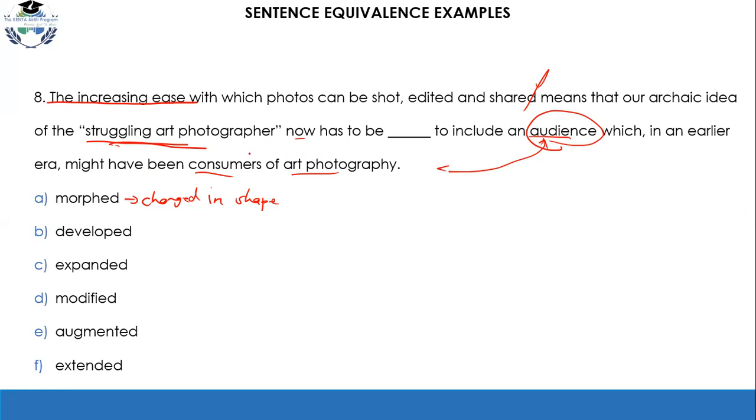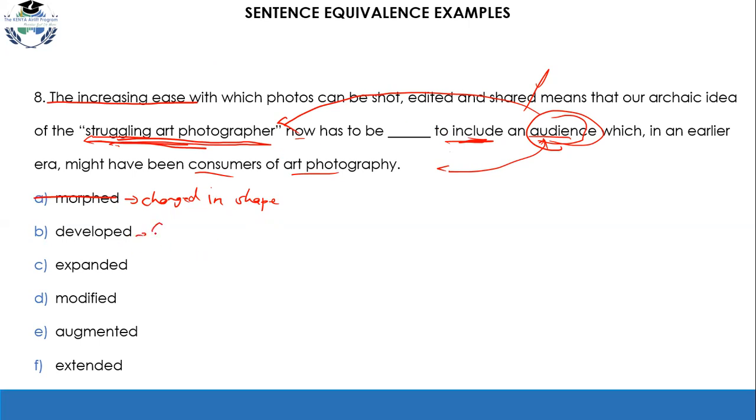We just have to improve it. The people who are already struggling art photographers do not disappear, and he has not been removed so that we only think about an audience. We just need to include this audience in this list. They are still there, but we need to include this audience as well. So morph means to change in shape completely, become something new. That's not really true, right? We just need to include whoever was not there. This is what to include is.